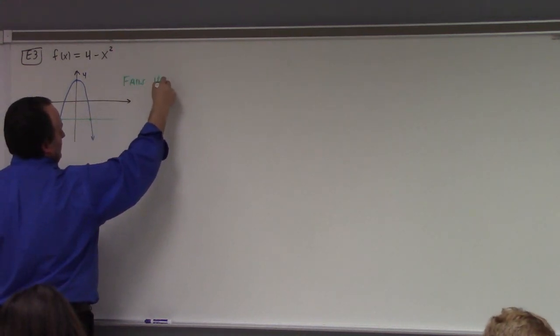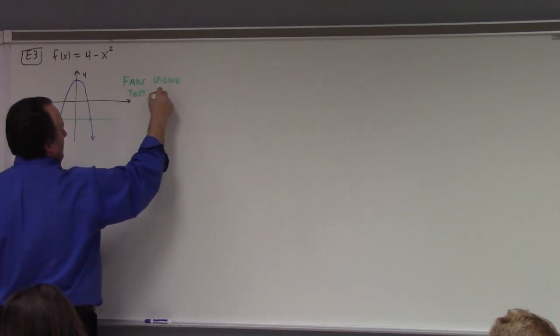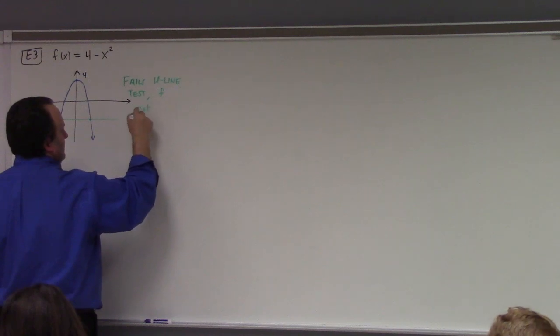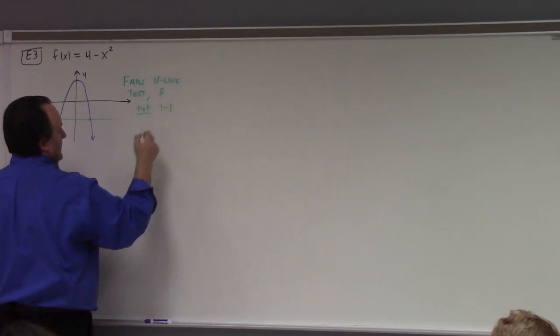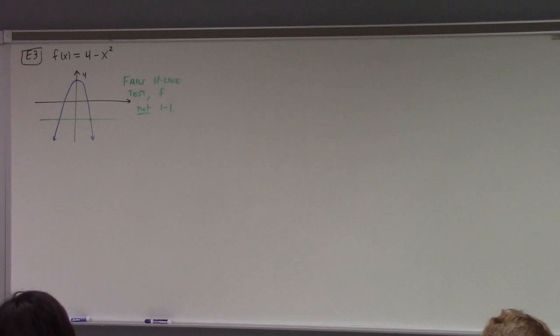Horizontal line test. f is not 1-to-1. By the way, we also use that abbreviation 1 to 1 like that. Sometimes I'll spell it out: 1, dash, the word "to", dash, 1. Any questions?